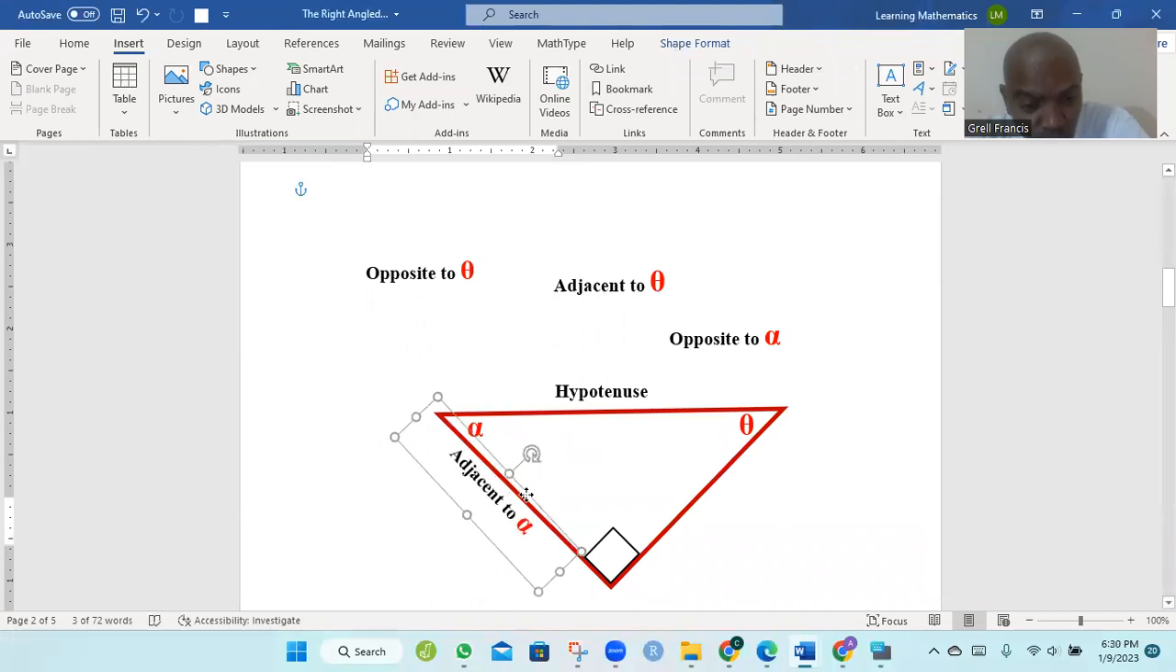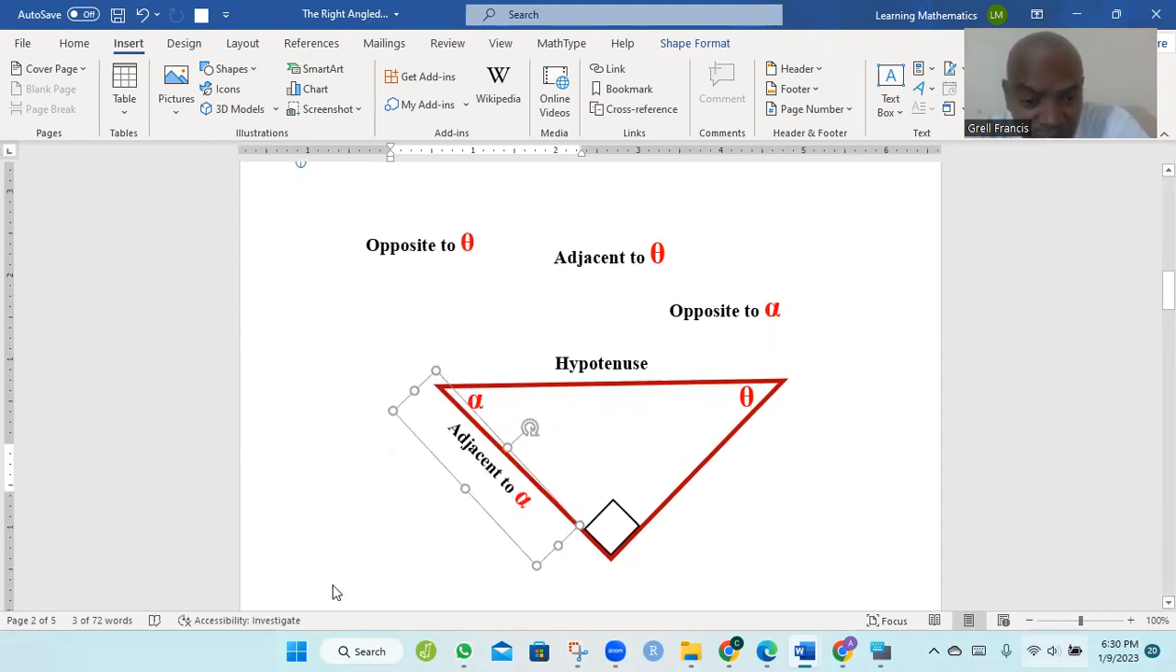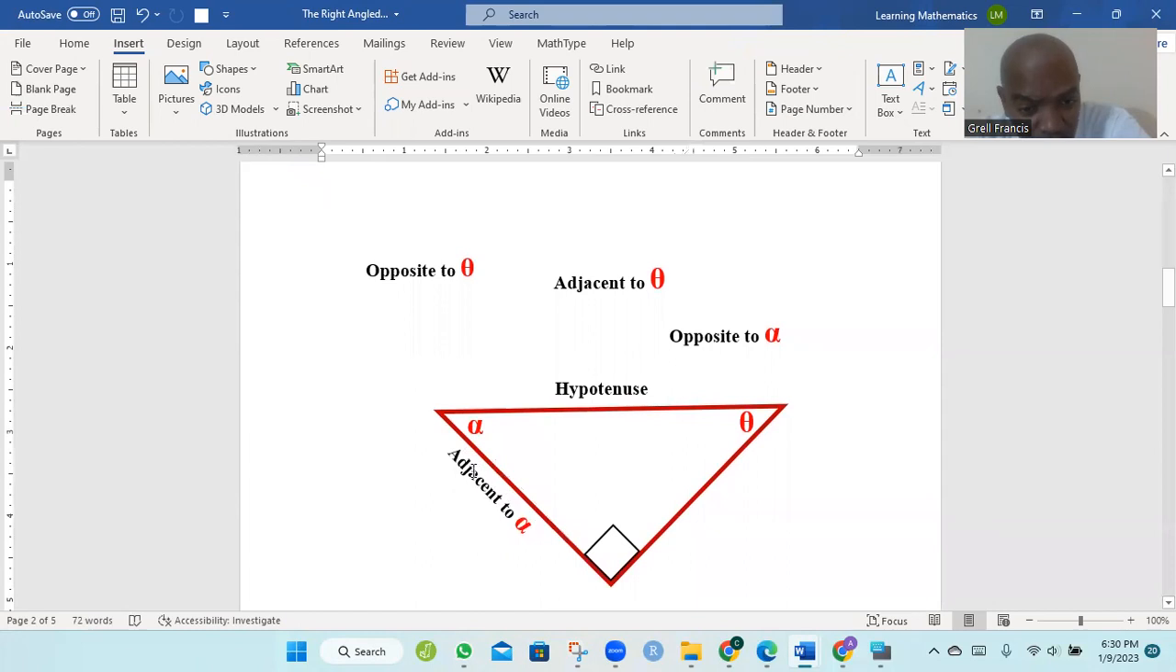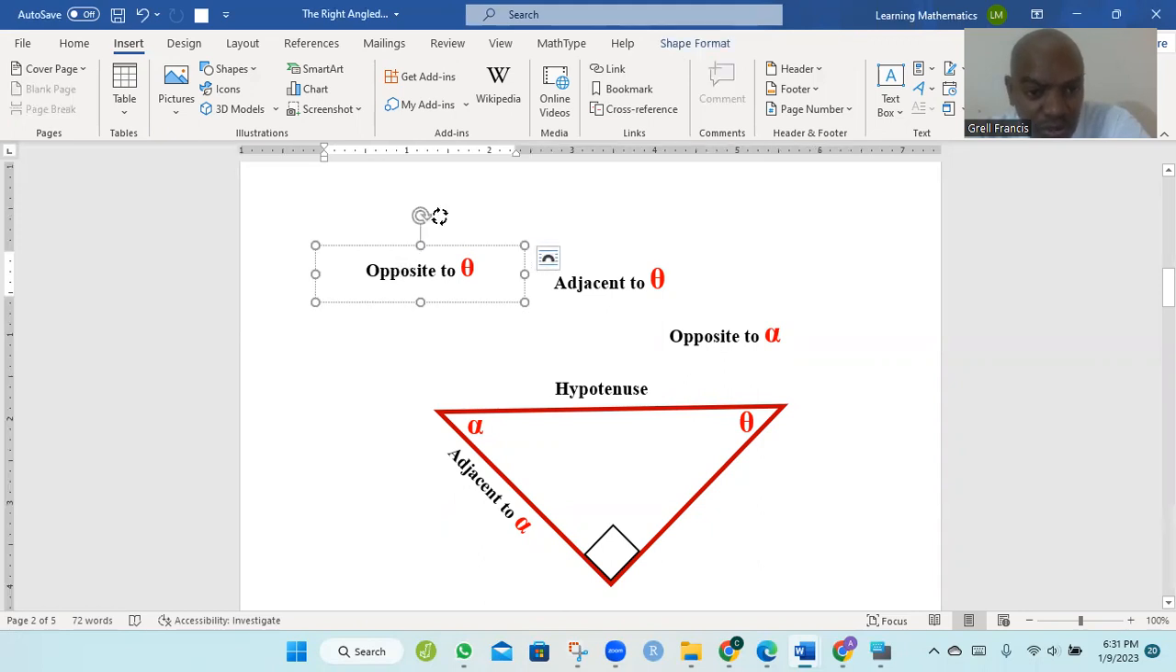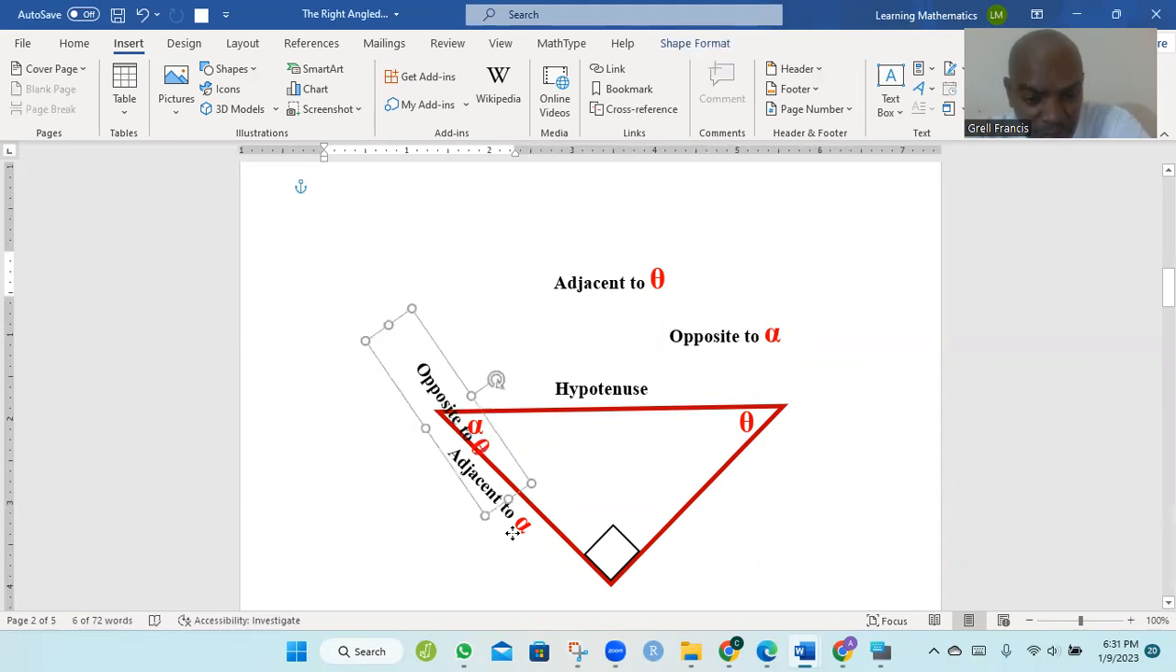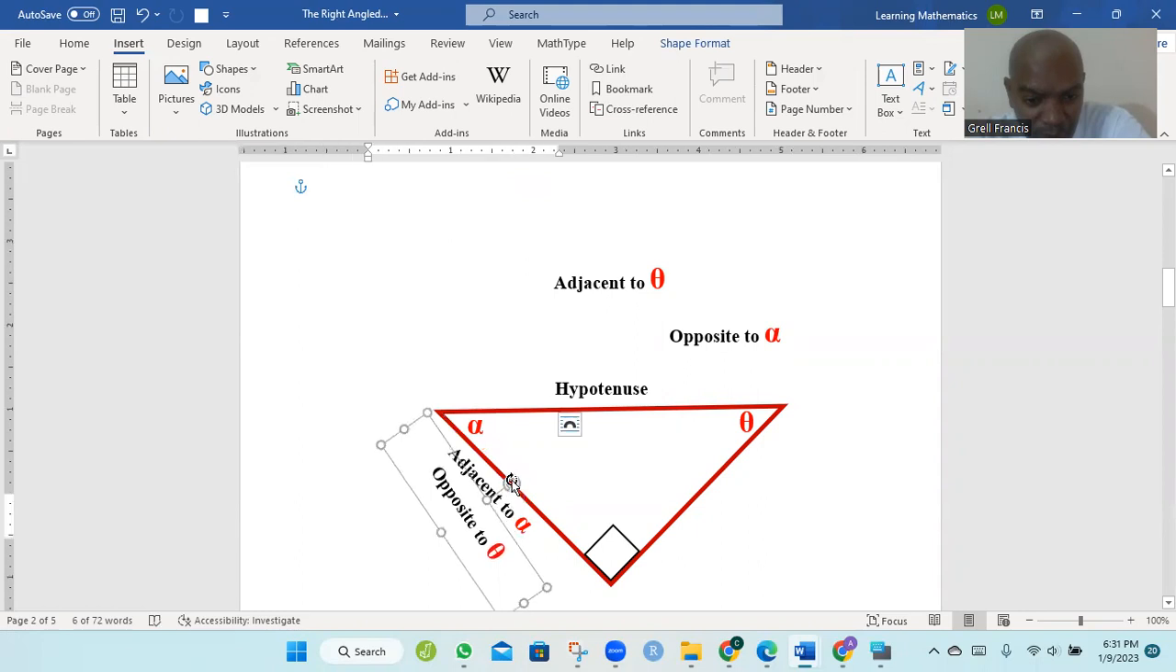But there's another name we can give that very same side. Apart from adjacent to alpha, what else can we call that very same side? This side can also be called opposite to theta because, as you can see, it is away from theta. So you can also call this side opposite to theta because it's right across, away from theta.